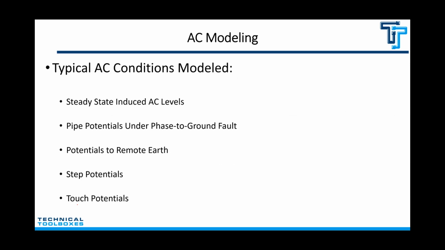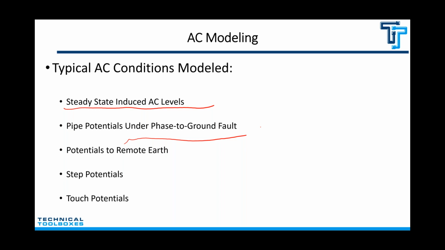Now, these are what we typically model. Our steady state induced levels. Now, we use that mainly for our AC corrosion, and we use that for our steady state voltage levels. That 15-volt limit by NACE, that's a steady state level. So we use steady state for safety and for corrosion. The potentials under phase to ground fault. Okay. Now, those we use for safety considerations when a fault happens. Of course, potentials to remote earth, our step potentials and our touch potentials for our safety issues.